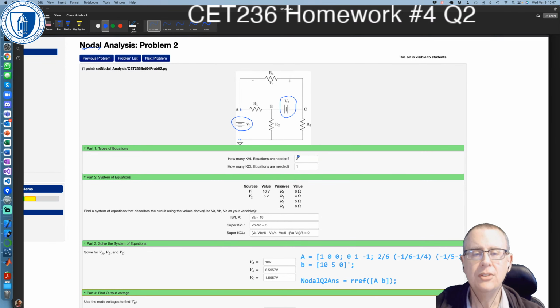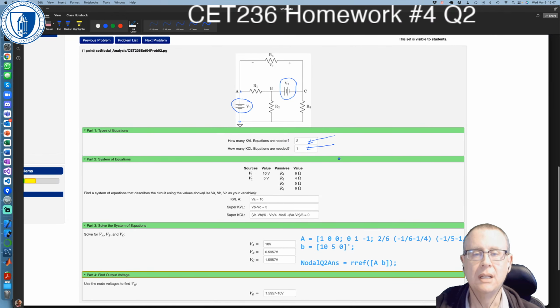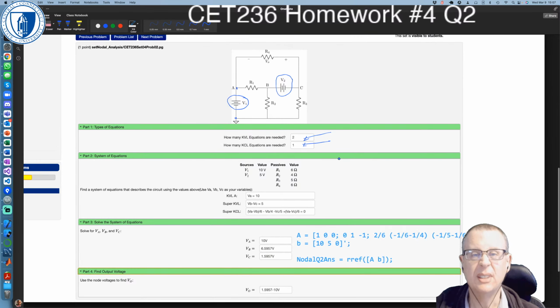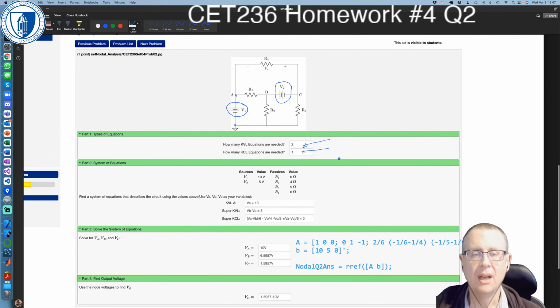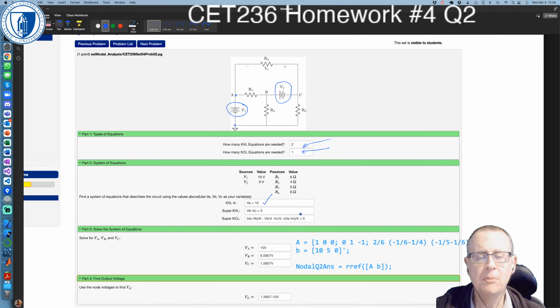voltage source equations mean we need to have two KVL equations, whereas normally with nodal analysis we'd have KCL equations, Kirchhoff's current law equations. So now we're doing two KVL and one KCL equation. Okay, the first equation, the KVL at A, is, as I said, very straightforward. It's just VA equals 10.